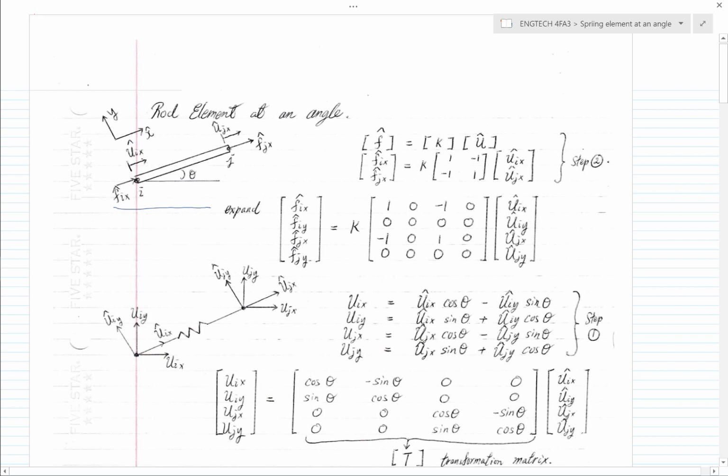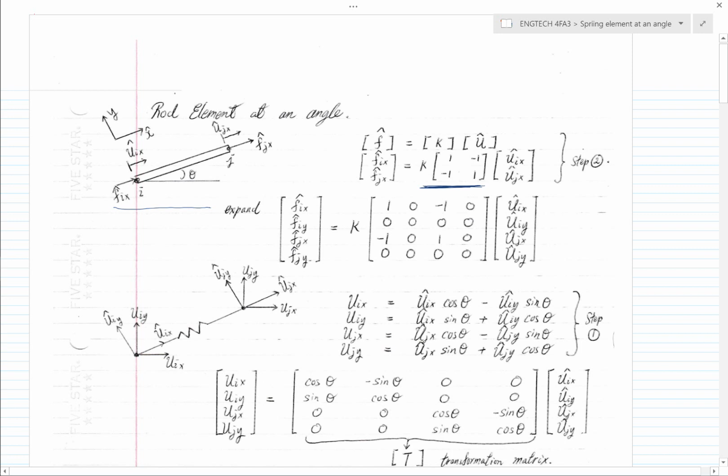So we put everything in matrix form. F hat vector equals stiffness matrix times U hat vector. We expand that, and it becomes the force vector Fi, Fj equals k times the stiffness matrix [1, -1; -1, 1]. By the way, this is the stiffness matrix for all spring elements, the standard formulation of the spring element stiffness matrix, and then we multiply it by the displacement vector ui hat, uj hat.